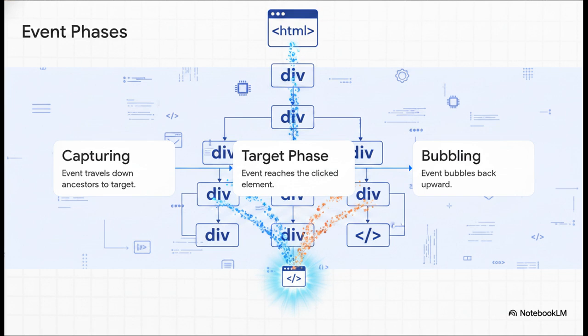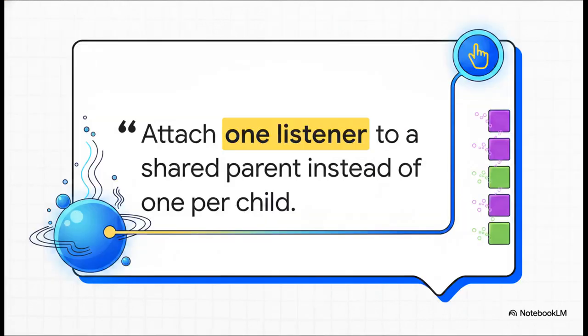Understanding that events run on this two-way street is crucial because it allows us to intercept user actions at multiple different levels of the UI. And we can actually use that bubbling phase to our massive advantage through a best practice called event delegation. Think about it. If you have a list of 1,000 items, attaching 1,000 individual click listeners will absolutely blow out your browser's memory. It's super inefficient.